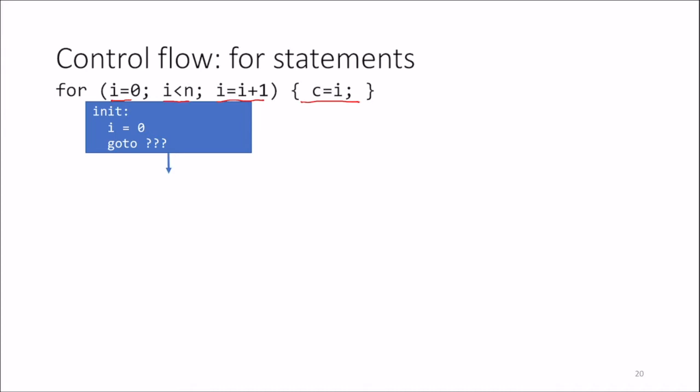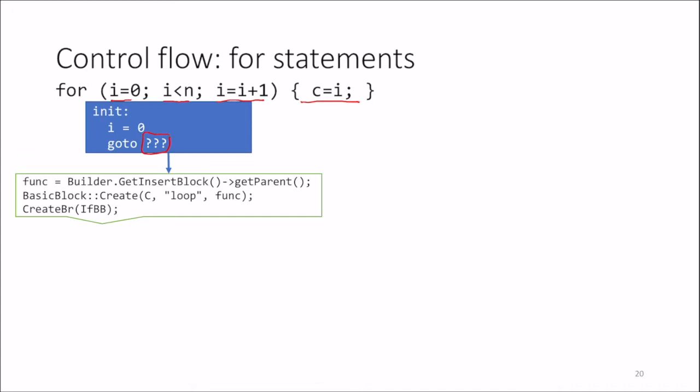It's going to go to some location. We haven't figured it out, so we need to set up where it's going to jump to after the initialization. Well, we need to create a loop. So here again, I would call it loop basic block. That's a typo. So in this case, it would create a new basic block called loop.